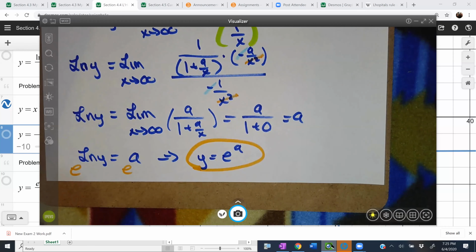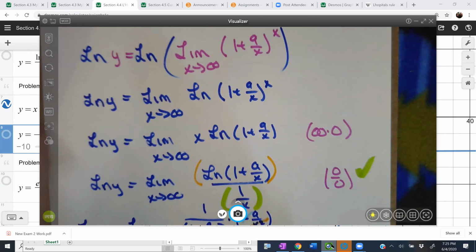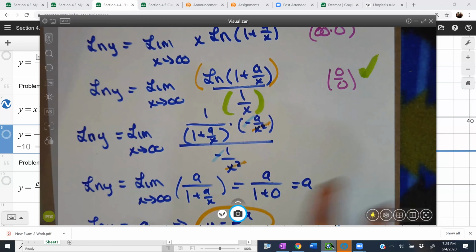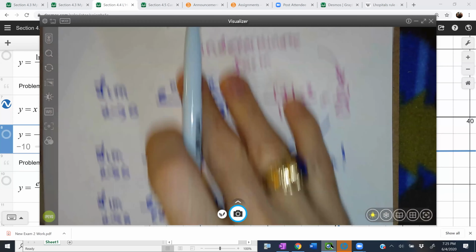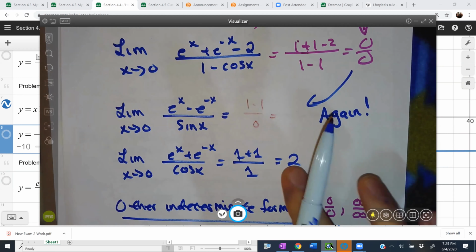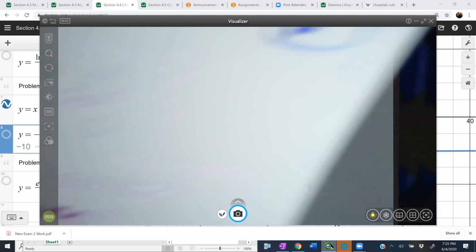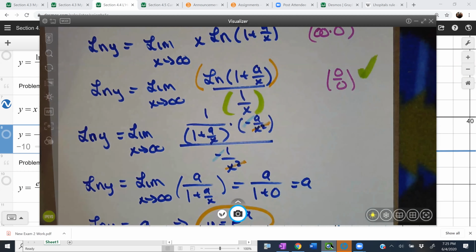You should probably expect at least one where you have to manipulate things to put them in an indeterminate form. So we've done a couple here at the end, but it'd be no more than one. Another thing you can expect is having to apply L'Hopital's rule multiple times before you get down to an answer. That's reasonable, but there's only so much of that I want to put on an exam.